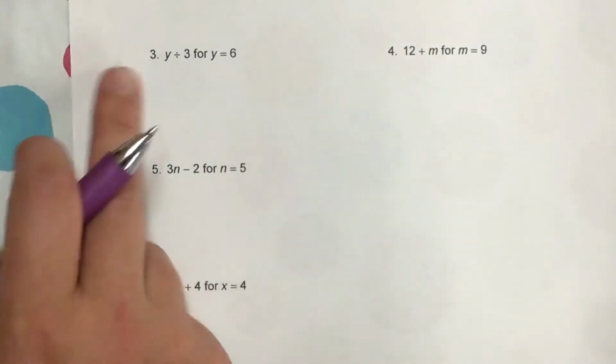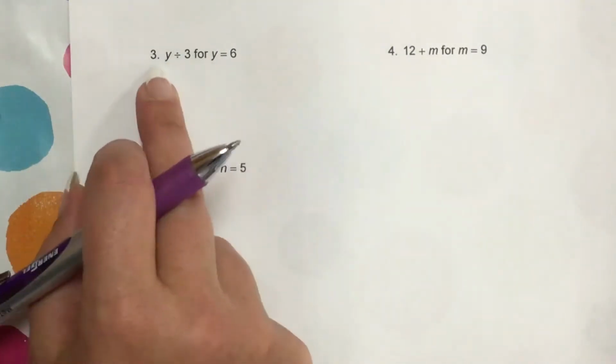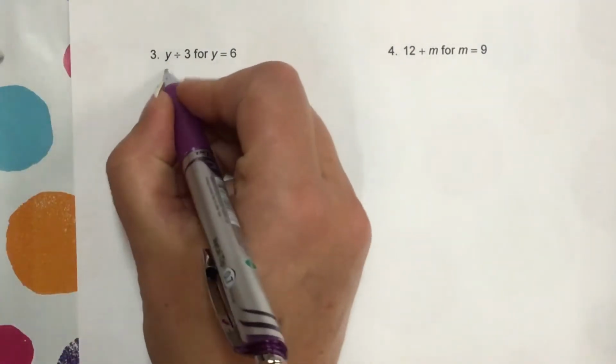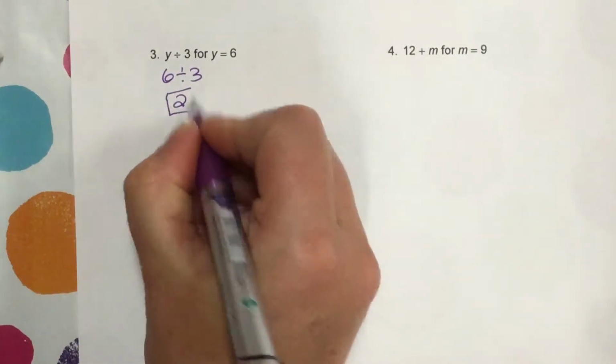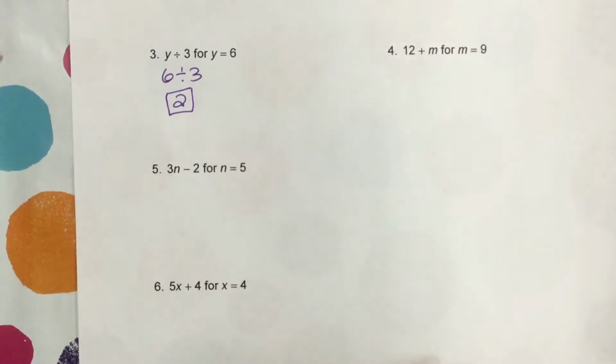All right, we are back. Let's see how you did with number 3. So we're going to substitute 6 in for y, and we get 6 divided by 3. 6 divided by 3 is 2. So if you got 2, great job. Let's go on to number 4.